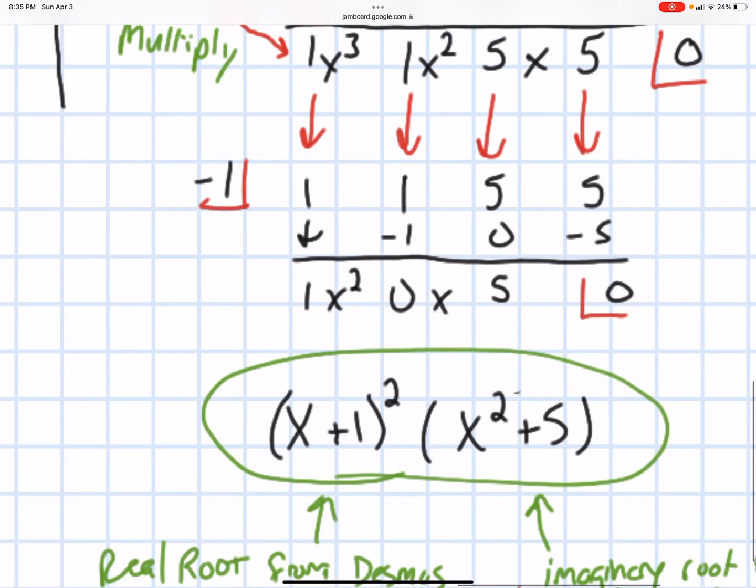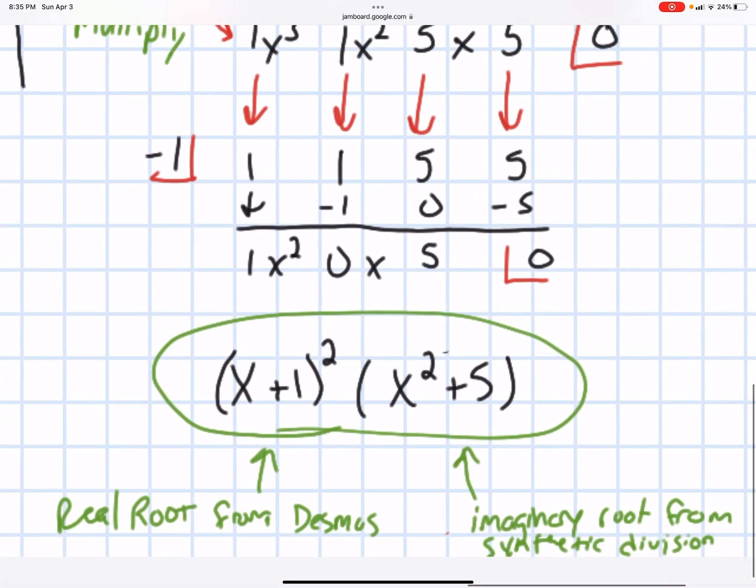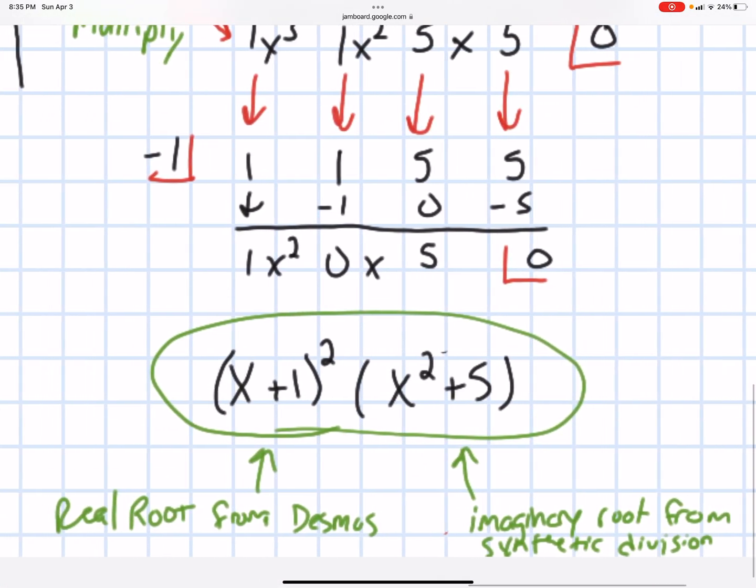So then when we factor it all out, guys, this is our final answer. Now, you could write it as x plus 1, that's fine. Or x plus 1 squared, that's fine. But really that x squared plus 5, that represents the 2 imaginary roots that we need to account for, okay?